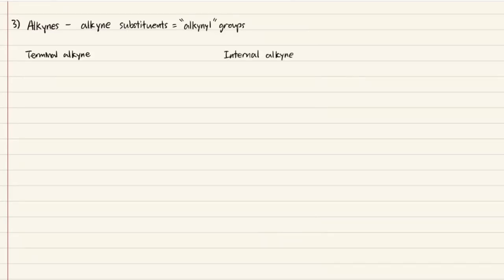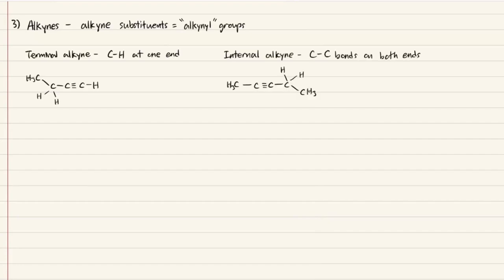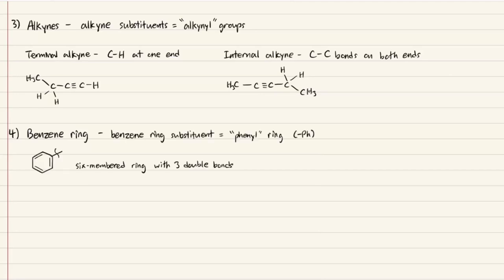Alkynes. Alkyne substituents are called alkynyl groups. There are two types of alkynes, terminal and internal alkynes. Terminal alkynes have a C-H, while internal alkynes have C-C bonds at either end. Benzene rings. Benzene is a six-membered ring with three double bonds. Benzene substituents are called phenyl groups, abbreviated Ph.